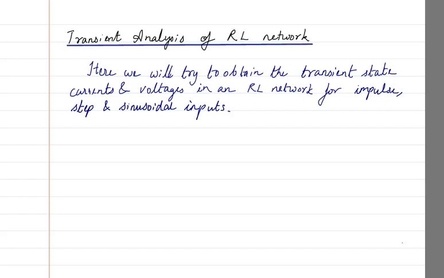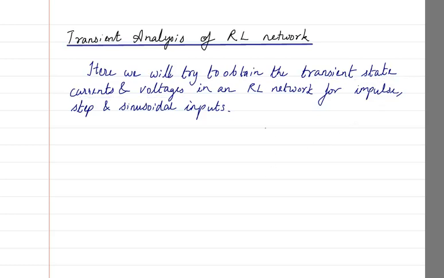Hello students. Next we are going to look into the transient analysis of RL networks. For studying the transient analysis of RL networks, what we are trying to do here is obtain the currents and voltages in any RL network. RL network means a network which has only resistance and inductance, no capacitance. So in an RL network, what are the currents and voltages, and how are they going to behave when the circuit is going through a transient stage or transient state.